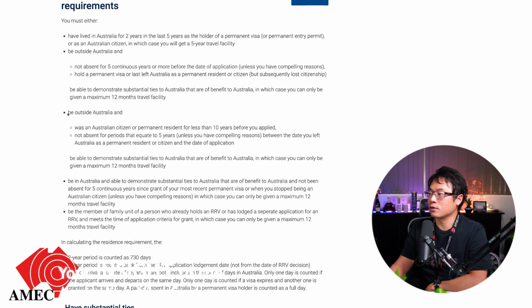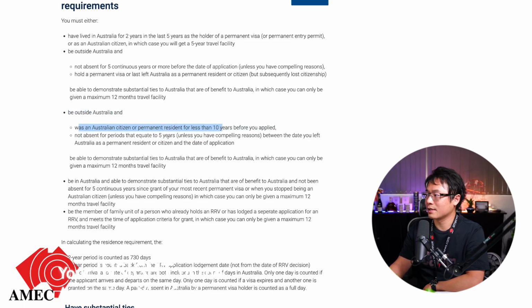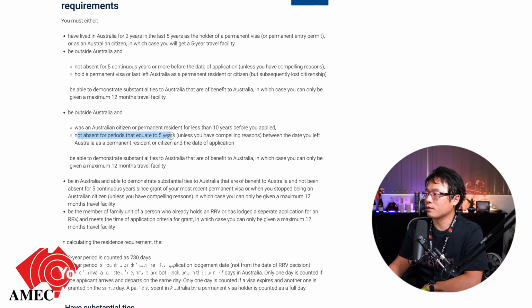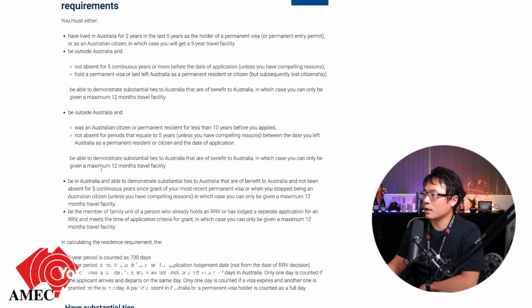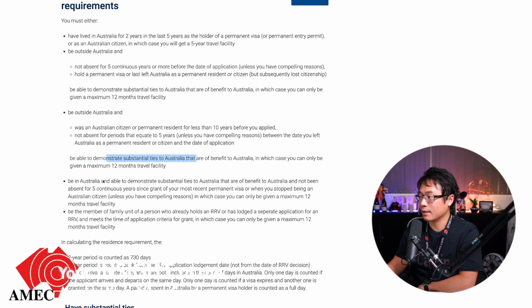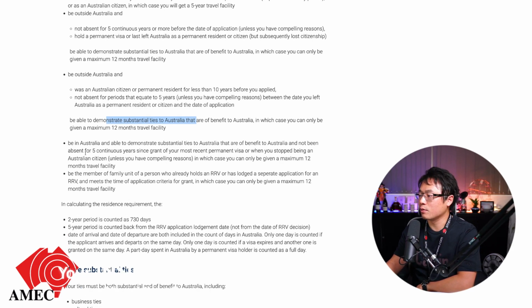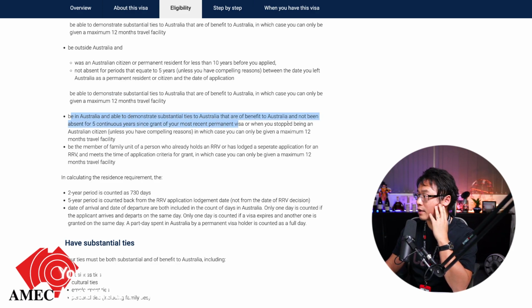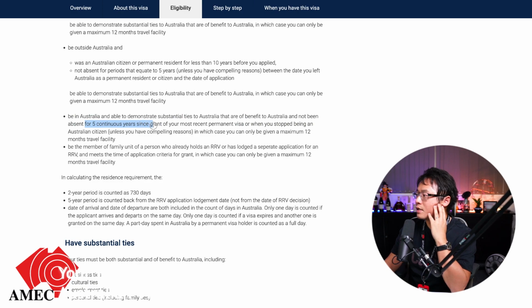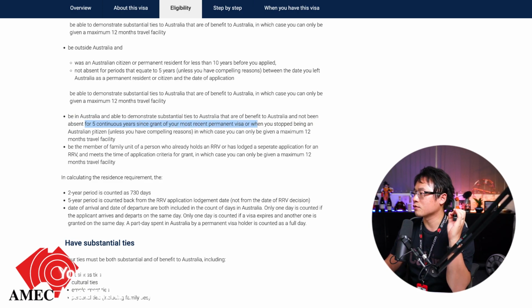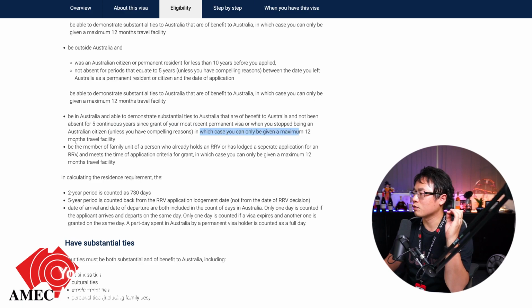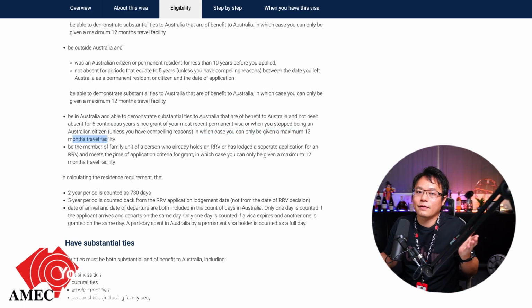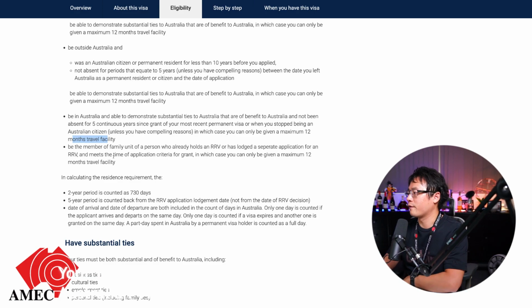Okay, and the other way is you're still outside Australia, and you were a citizen or permanent resident for less than 10 years before, and not absent for a period equal to 5 years, and be able to demonstrate substantial ties. So either of these requires demonstrating substantial ties. Okay, now substantial ties, we'll have a look at that later. Being Australian, able to demonstrate that you are of benefit to Australia, and not being absent for 5 continuous years since being granted the visa as a permanent resident, or since becoming an Australian citizen, in which case you are given a maximum of 12 months. Again, if you haven't been there for 2 years, they're basically giving you 12 months, and same as here for members of family.